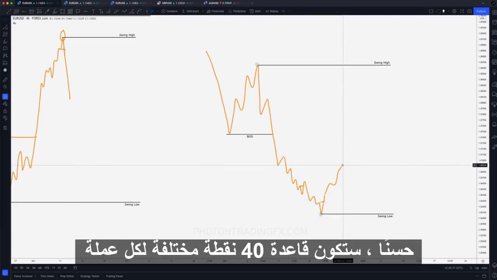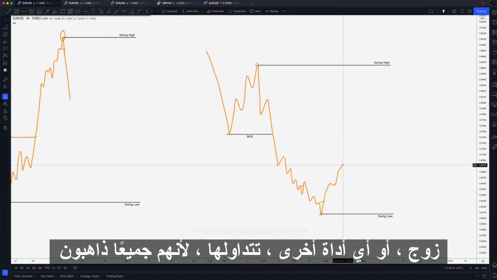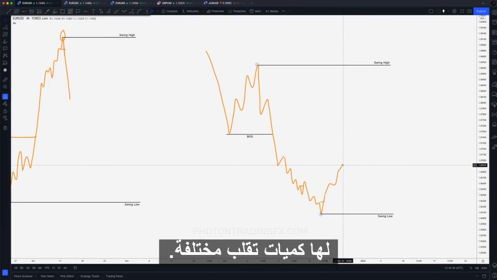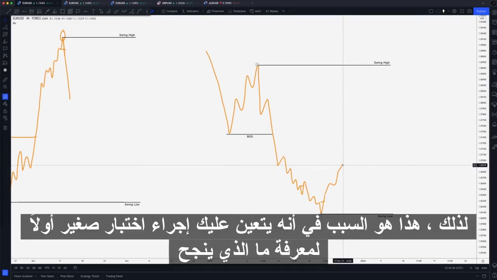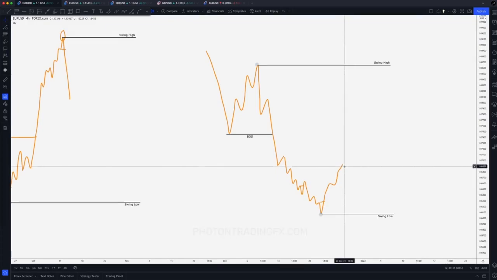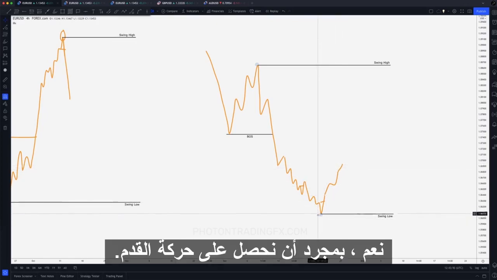Okay, so that 40 pip rule is going to be different for every currency pair or whatever instrument you trade, because they're all going to have different volatility amounts. So this is why you have to do a little test first to see what works for you. Okay, and then once we get the 40 pip movement, boom, I know.